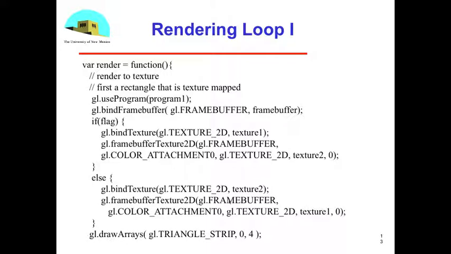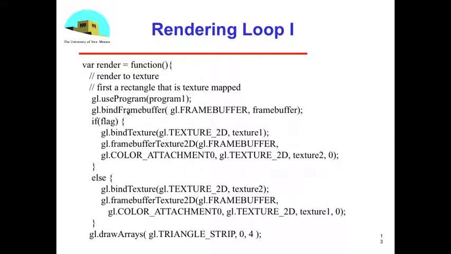I set up a frame buffer object with a color attachment, which is a texture, and this is telling it I want to render into the texture with texture object 1. Here I'm using texture object 2. So I'm binding the texture in here. I bind it to texture 2, render into texture 1, and the opposite up here.